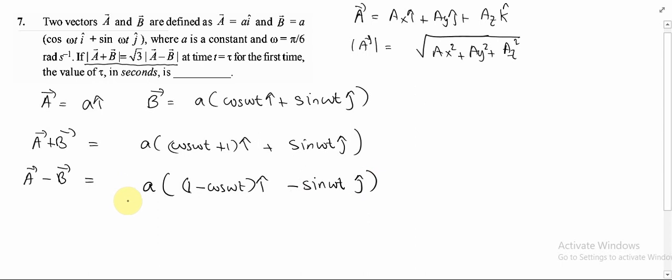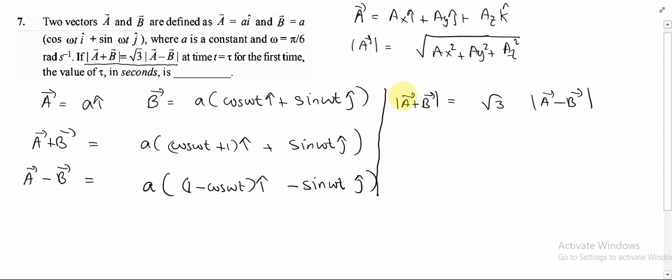Okay, so now we have to equate modulus of A plus B with modulus of A minus B. We have to use this relation. So modulus of A plus B is equal to root 3 into modulus of A minus B.